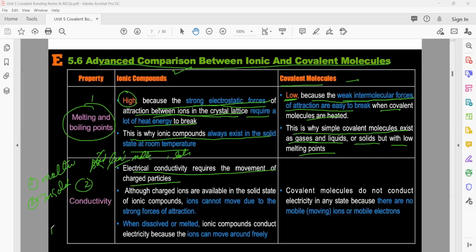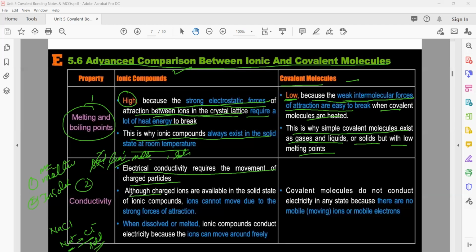For example, if you have sodium chloride, NaCl, if you see its structure, sodium is positive, chlorine is negative. So these are charged particles. They cannot conduct electricity unless they can move. In solid, they cannot move, so they cannot conduct electricity. But in molten, they can move, so they can conduct electricity.